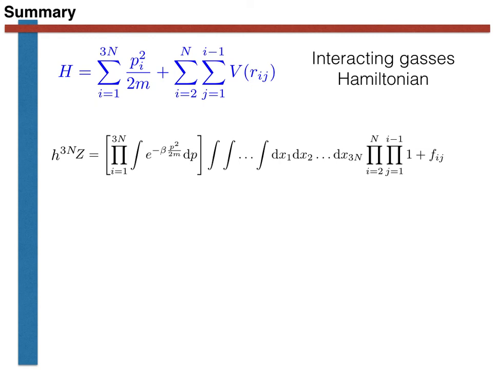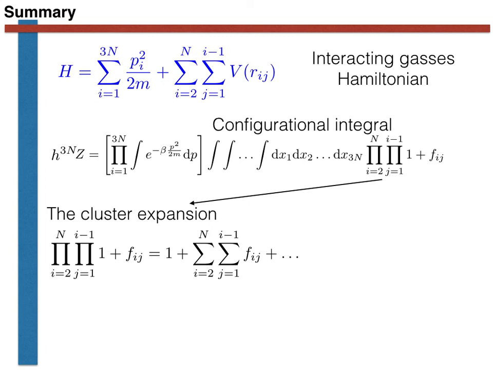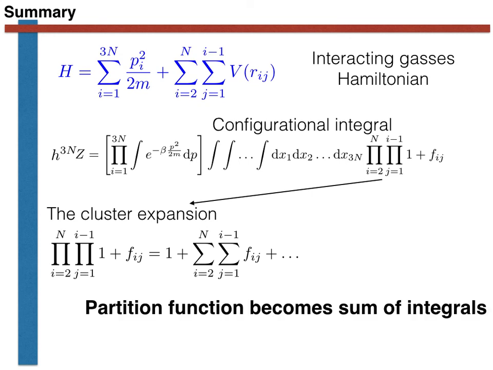It is important to note at this stage that the 3N-dimensional configurational integral in this expression cannot be solved exactly. Thus, whenever it comes to solving an integral like this one, an approximation is required. The approximation that we've employed in this video is known as the cluster expansion. In essence, we recognize that the product here can be written as a series with N terms. When this series is inserted back into the integral, it becomes a sum of integrals.